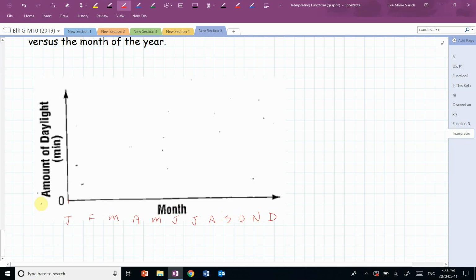So the amount of daylight is dependent on which month you are in, right? The daylight doesn't tell you which month. It's the month that tells how much daylight it's going to be. Okay, so that's the driving force here. Now, the longest day of the year is in June. So here in June, we're going to have the highest. And then in December, we have the lowest.